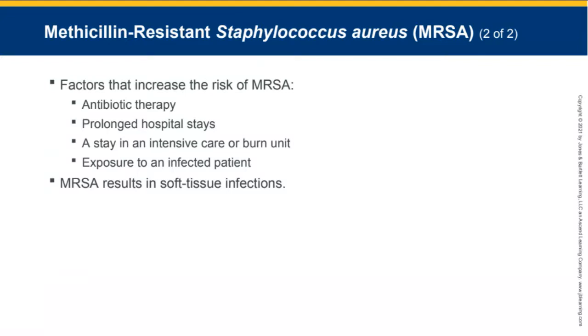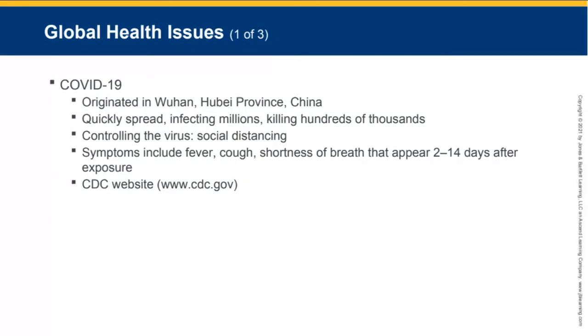The incubation period, though, for MRSA appears to be between 5 and 45 days. It results in soft tissue infections. Signs and symptoms include localized skin abscesses and sepsis in older patients. Sepsis or septic shock, right? Very fatal. All right, so COVID-19 is the next infectious disease.